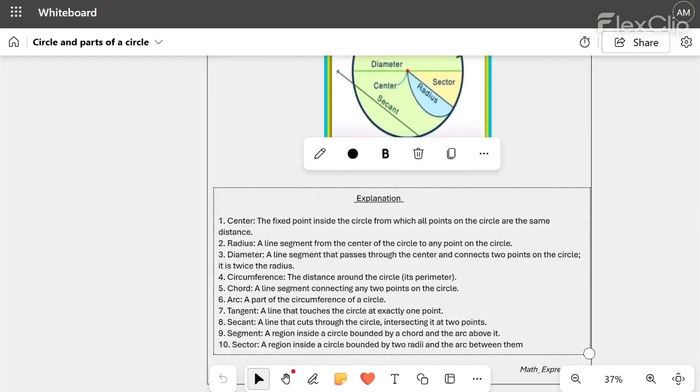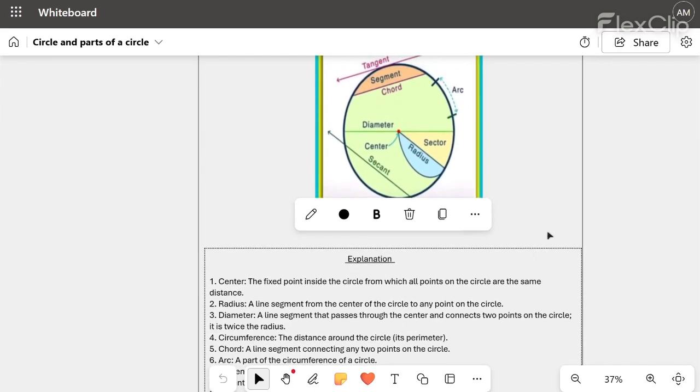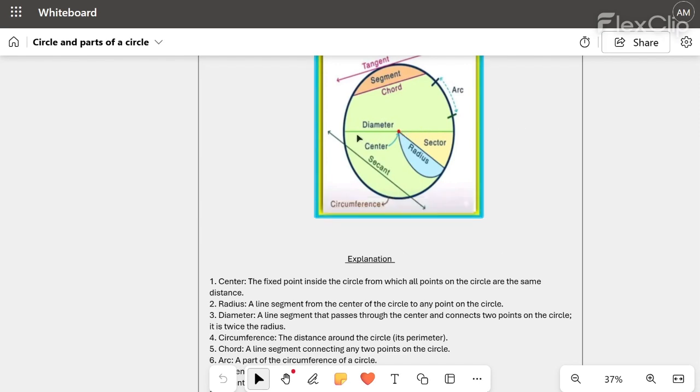Then looking at number three, we have diameter. A diameter is a line segment that passes through the center and connects 2 points on the circle. It passes through the center and connects 2 points on the circle. Now let's look at it. This green line, as you can see here, is the diameter of the circle. It starts from point A, on one side of the circumference, and passes through the center, let's say the center is O, to point B.